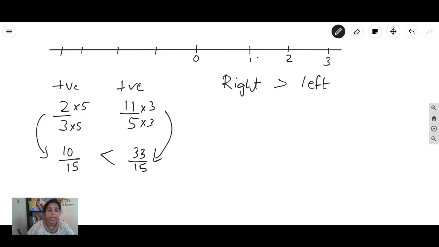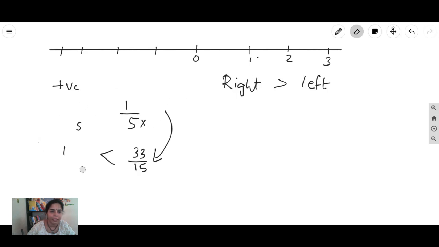That means any two rational numbers you take, it is just like comparing any two fractions. If the denominators are the same, directly you compare. If the denominators are not the same, you change both into a common denominator and then compare. Finish.